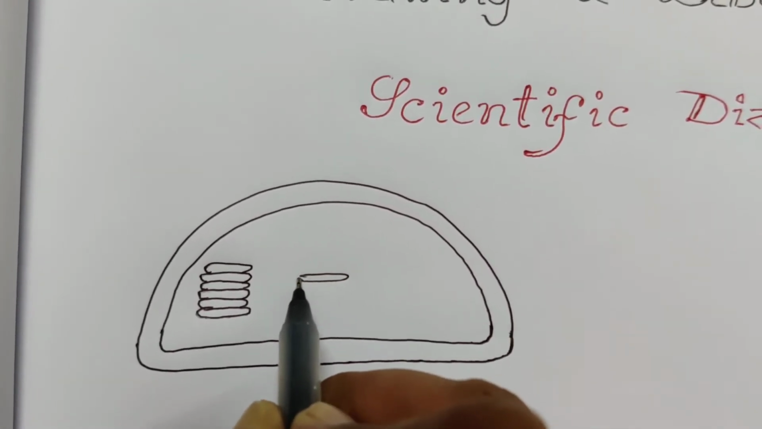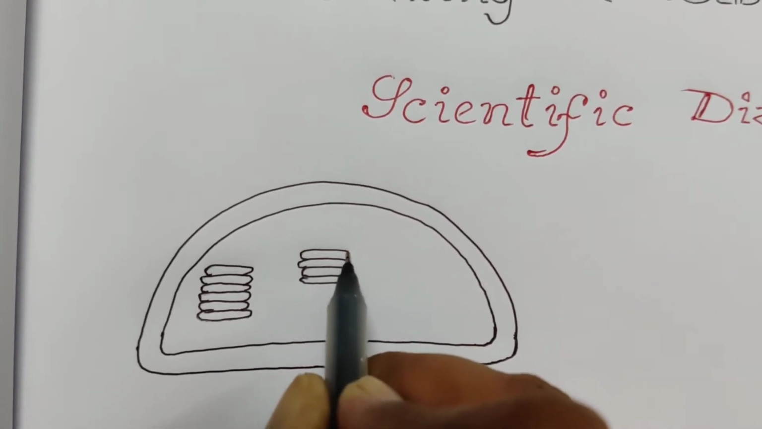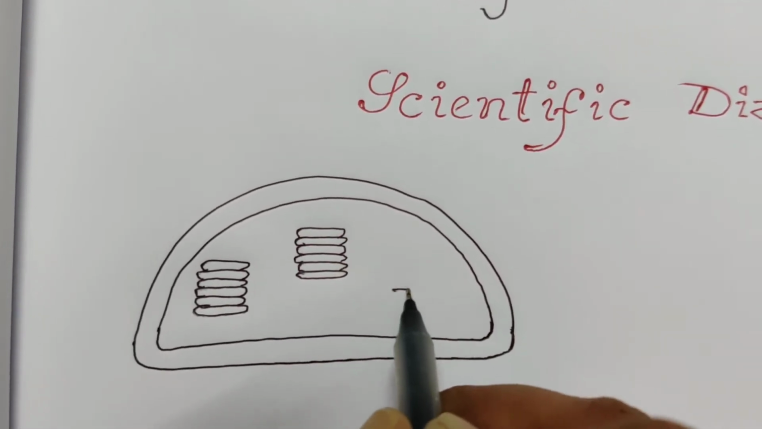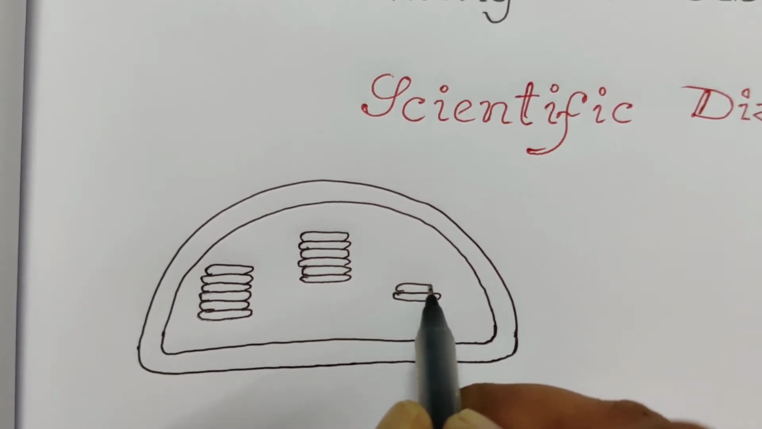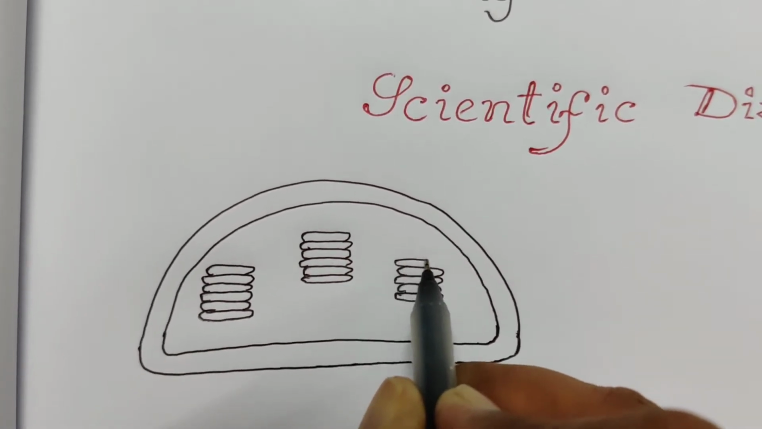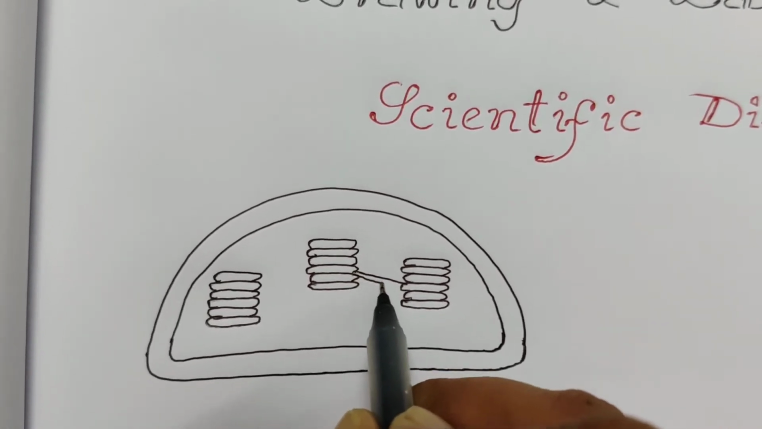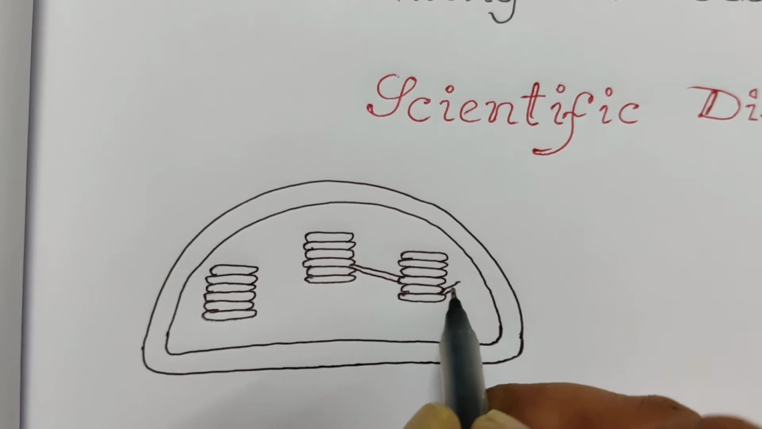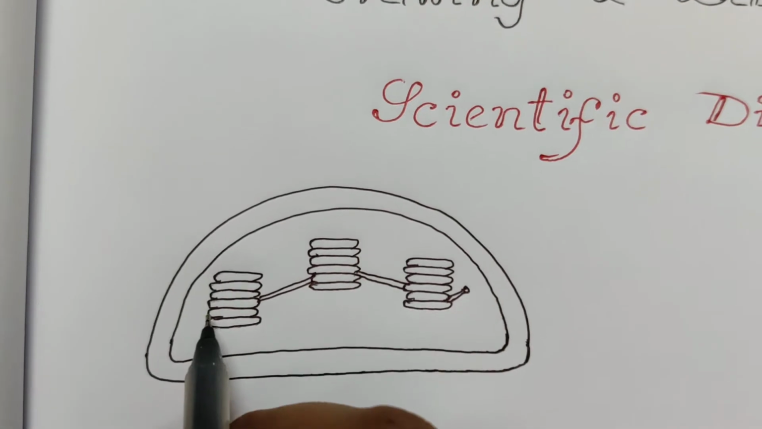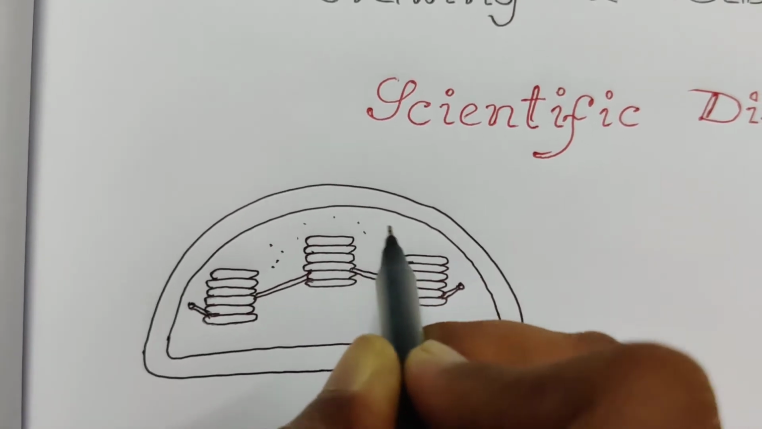Draw another set of thylakoids over here. The set of thylakoids is known as granum. And draw a third one. That's it. No need of drawing so many. Just 1, 2 and 3 sets. Now join them with the help of channels. These are few channels. 1, 2 and 3. Now this is the stroma.